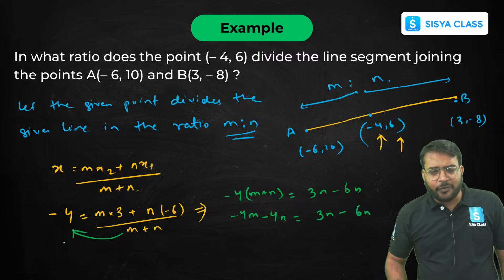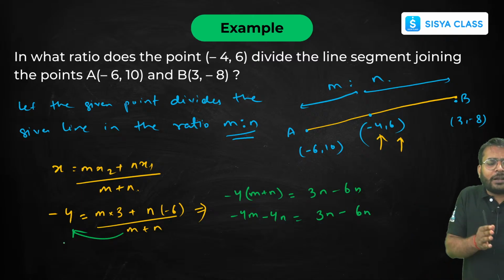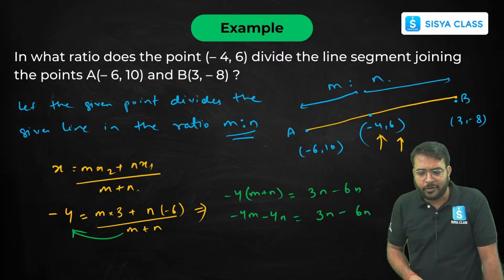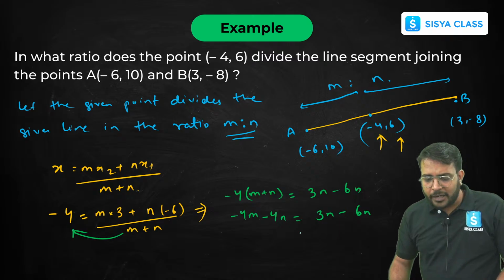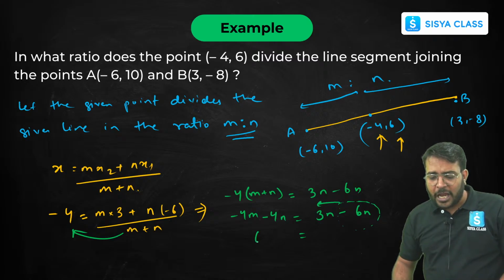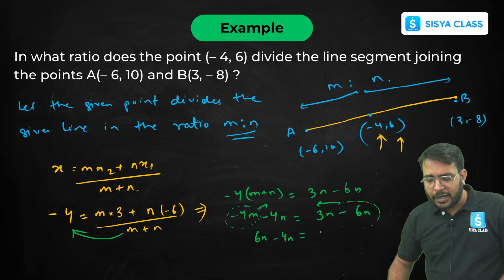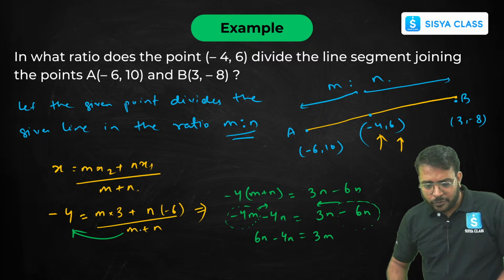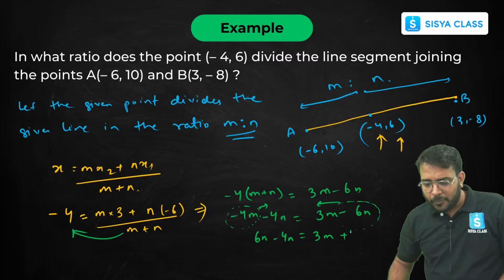All right, now can we transfer? Just take your m on one hand side and your n on the other hand side. So I am going to transfer -6n to the other hand side. When you transfer it to the other side, what will come? 6n minus 4n. I am transferring -4m to the other side, so it becomes 3m plus 4m. So you will get 2n is equal to 7m.